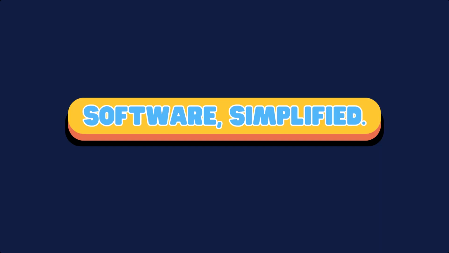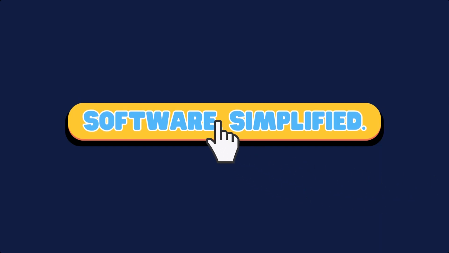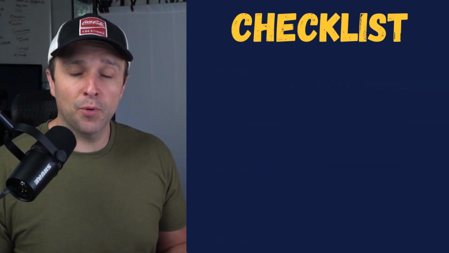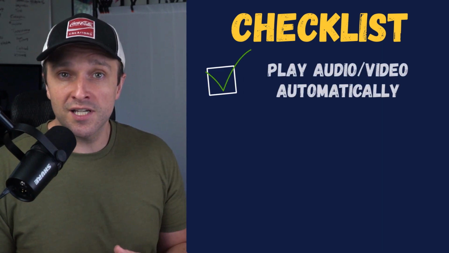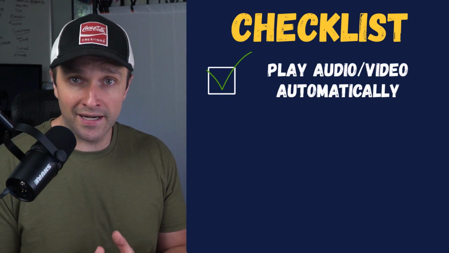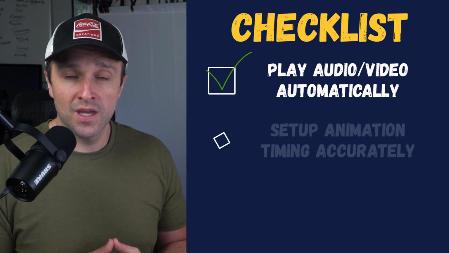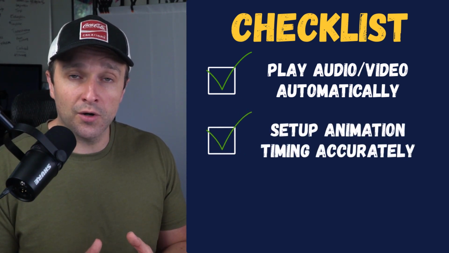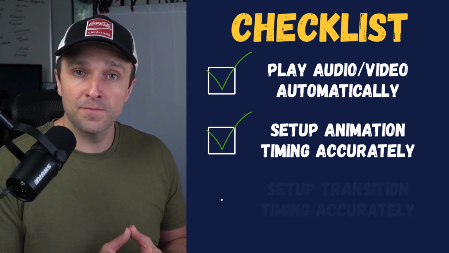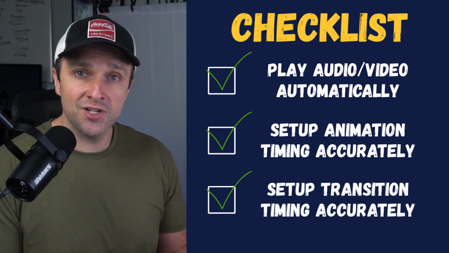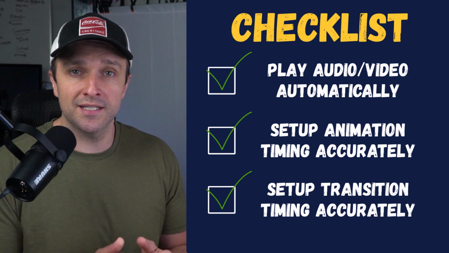The rest of this video shows you how to set up your presentation so you have more control over the final output. Software simplified. Grab a pen and paper and let's keep ourselves organized with a quick checklist. Before we export our presentation as a video, we need to do three things. We need to set up our media so that it plays automatically when the slide is in focus. We need to make sure that our animations are timed accurately so that they play when the voiceover is being played. And we need to set up our slide transitions so they happen at just the right time.